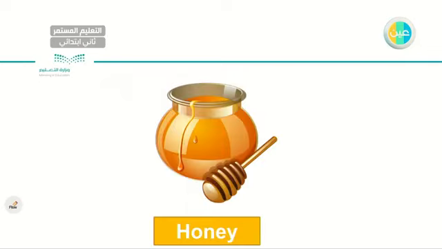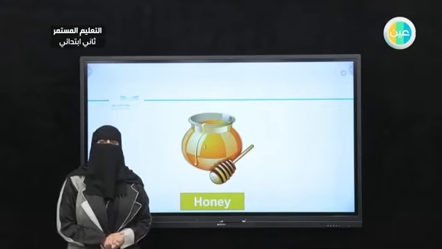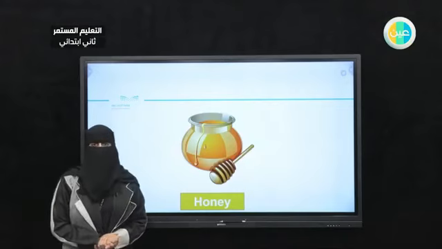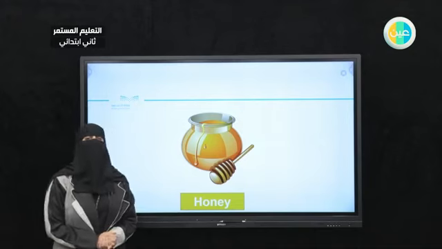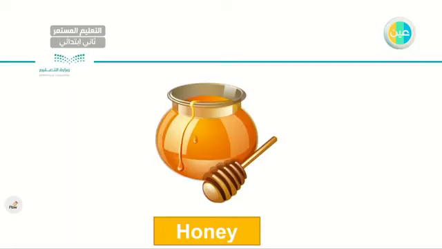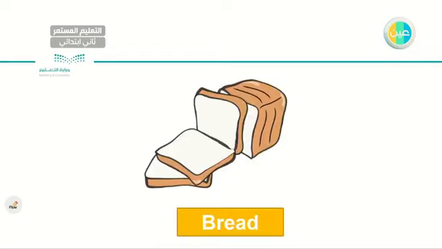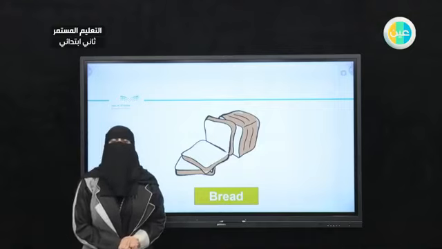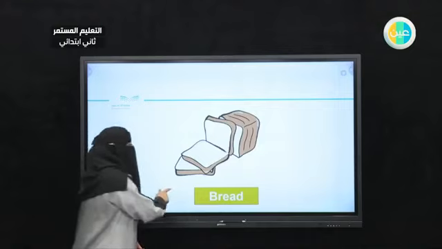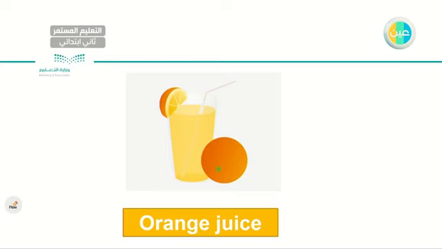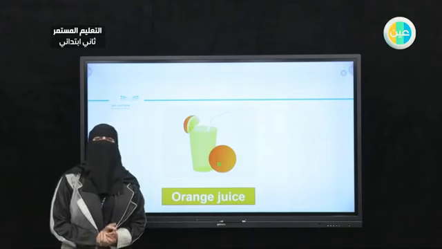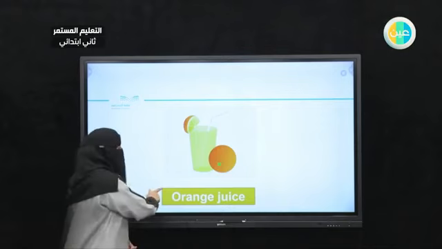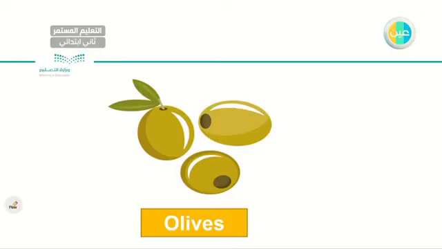Cha, cheese. Next one I have is honey. Honey. One more time. Honey. Very good. Let's go to the next one. Bread. One more time. Bread. Very good. Next one I have is orange juice. Orange juice. One more time. Orange juice. Excellent. Next I have olives.